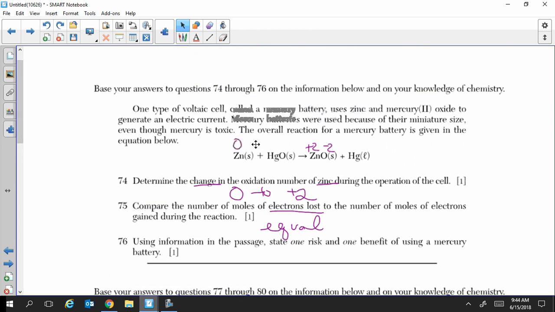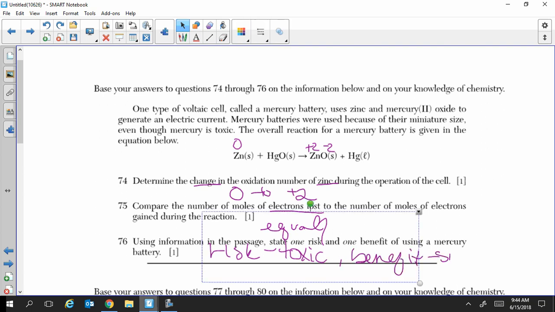All right, I love these. Something from the passage is going to make it really easy. Mercury batteries were used because of their miniature size, even though it's toxic. So the risk is that it is toxic. And the benefit is that it can be very small.